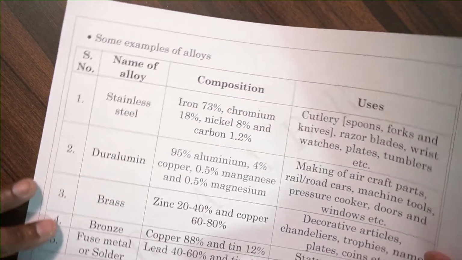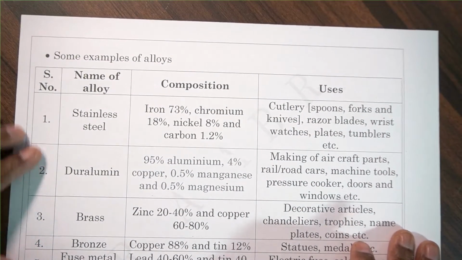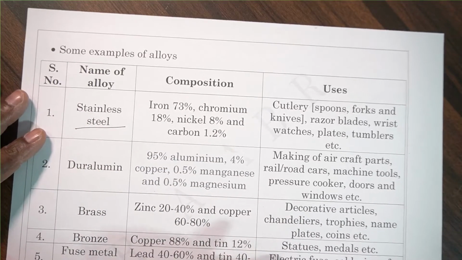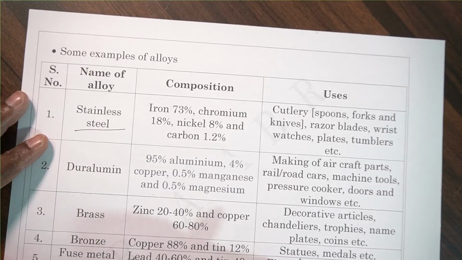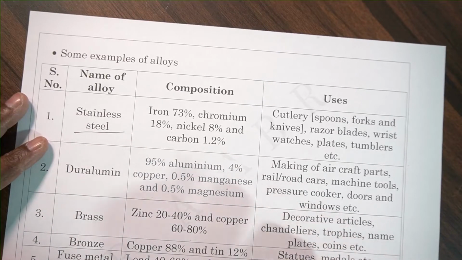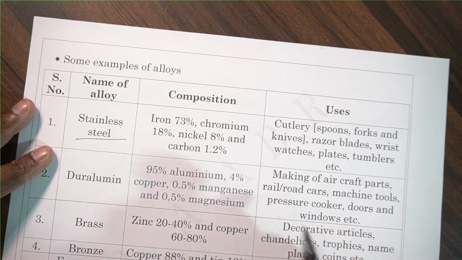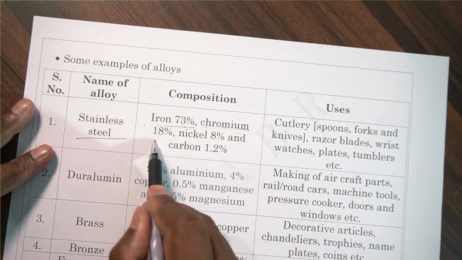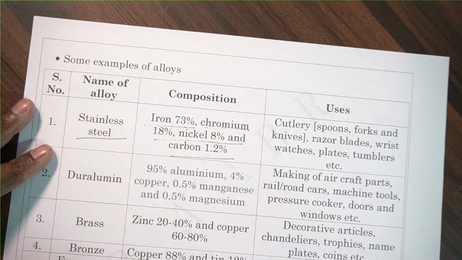Now we have some common alloys used in daily life here. Stainless steel, a very common alloy that we use in our daily life. Stainless steel. Most people don't understand difference between steel and stainless steel. Steel undergoes rusting, but stainless steel will not rust. It will shine like silver. It has got very high constituent of iron, then chromium and nickel and also carbon present in it.